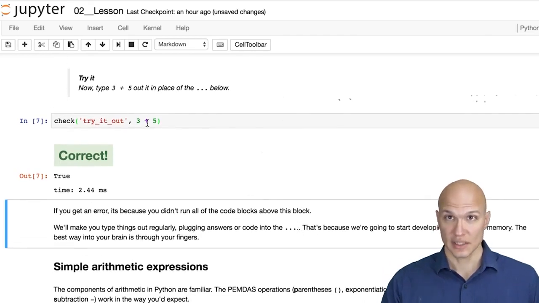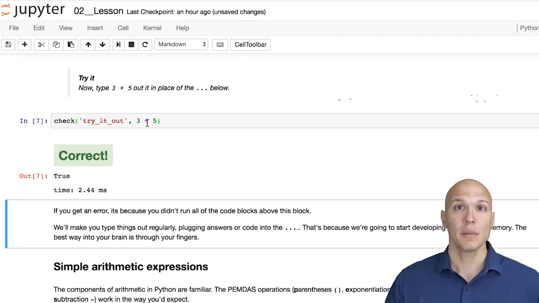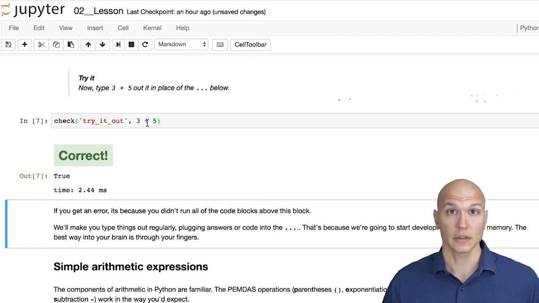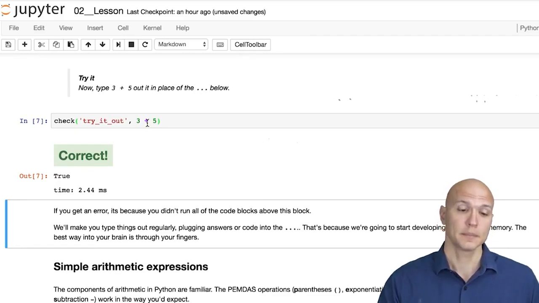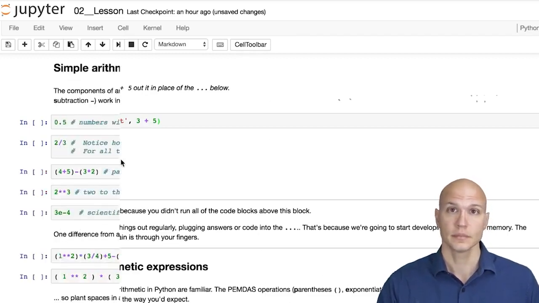When you ran try it out, it might be because you haven't run all the code blocks above this block. Specifically, it might be that you didn't run the boilerplate code. So make sure you do that. And then this code should work after you run the boilerplate code.